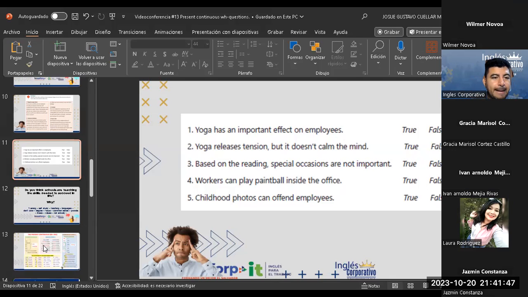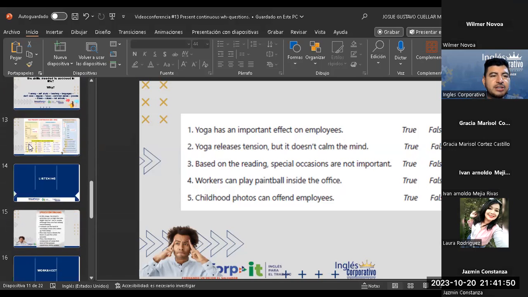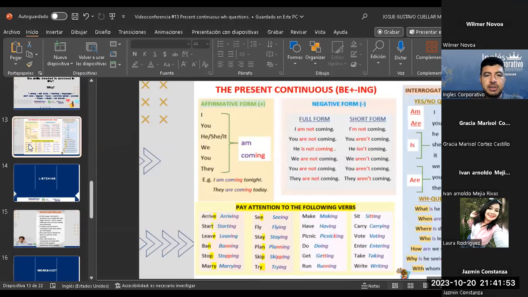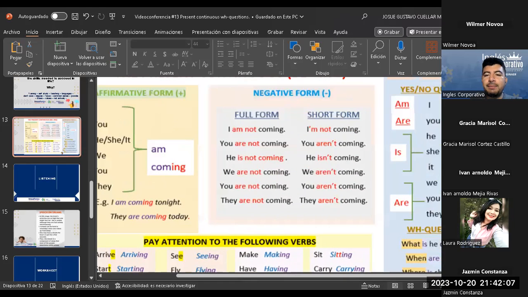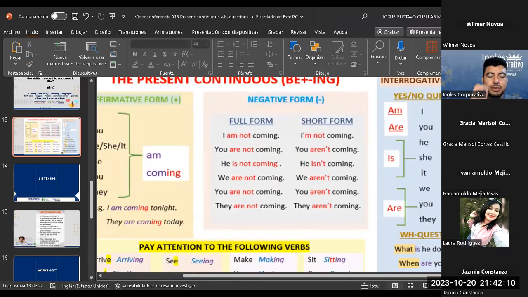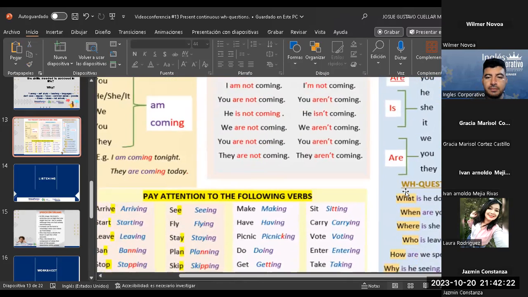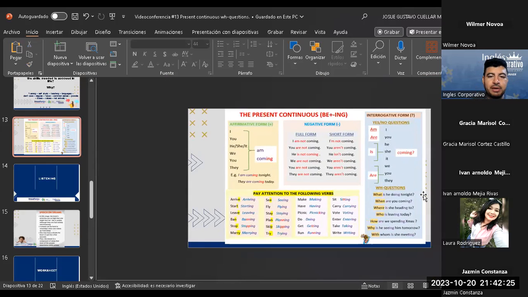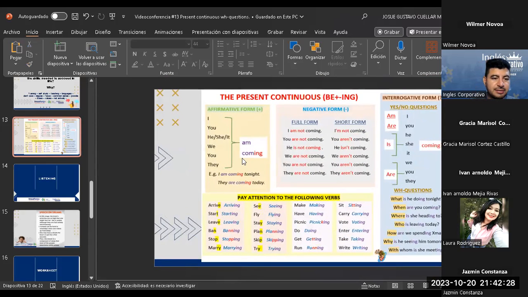Okay, we're going to finish with this topic with the present continuous, and we're going to use the questions. Vamos a utilizar las preguntas, okay? So, for these questions, tenemos acá interrogative form. En la parte interrogativa, lo único que tienen que hacer es buscar la afirmativa, pero el verbo to be pasarlo al inicio. Quiere decir, are va al inicio, is va al inicio, ¿ok? Y luego tenemos estas que ya las vamos a ver, pero primero vamos a hacer las preguntas cerradas.